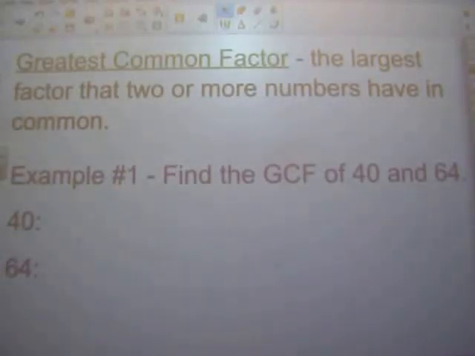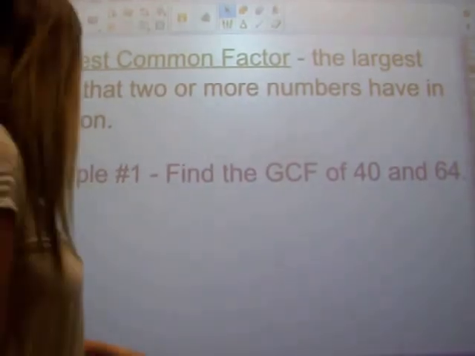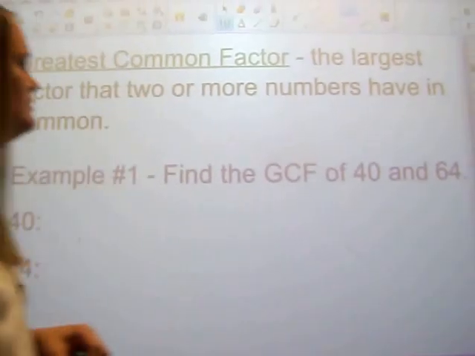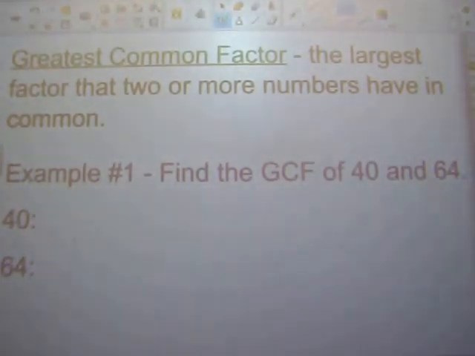This lesson is over finding the greatest common factor. The greatest common factor is the largest factor that two or more numbers have in common. So we are going to find the greatest common factor of 40 and 64. Factors are the multiplication facts that equal that number.